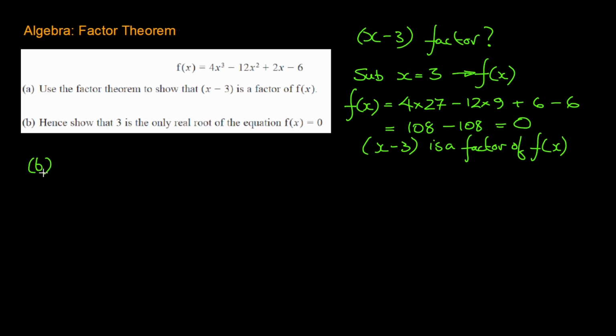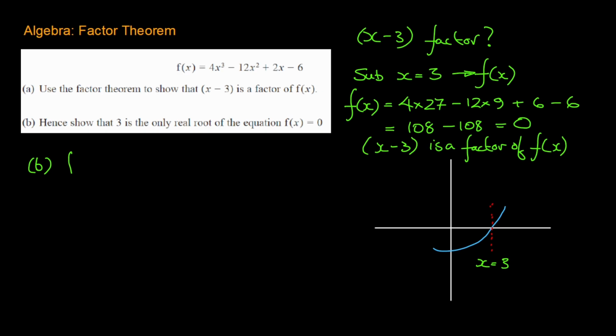Part B. Hence show that 3 is the only real root of the equation f(x) is equal to 0. Well, what have we proved so far? We've proved that the curve, whatever shape it is, goes through the point x is equal to 3, crosses the axis at x equals 3. That's after all what a root is. They've now asked us to show that x equals 3 is the only time it crosses the x-axis.